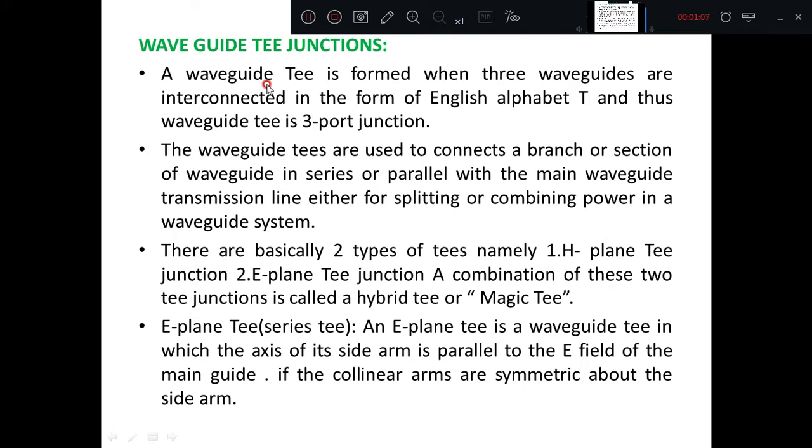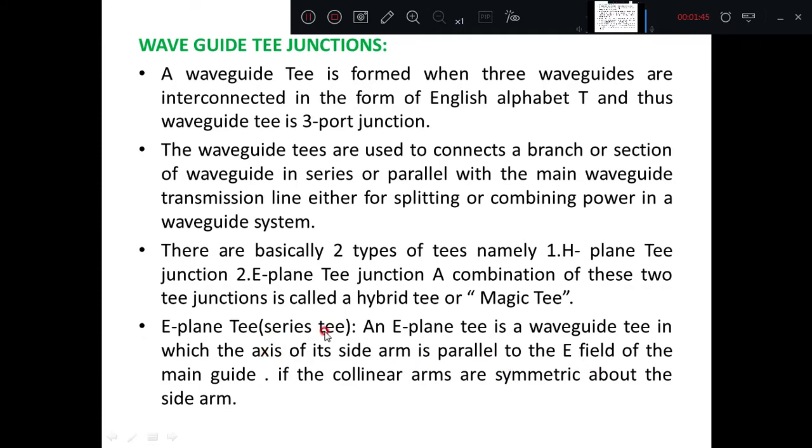And there are basically two types of waveguide Ts, namely H plane T junction and E plane T junction. And the combination of both H plane and E plane T junction is called the hybrid T, or it is also known as magic T. E plane T is also known as series T, where the waveguide in which the axis of its side arm is parallel to the E field of the main guide.